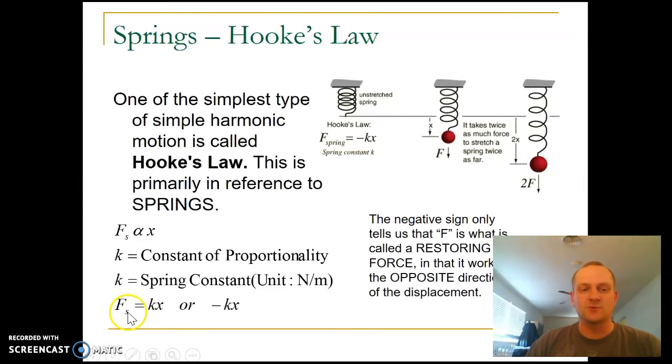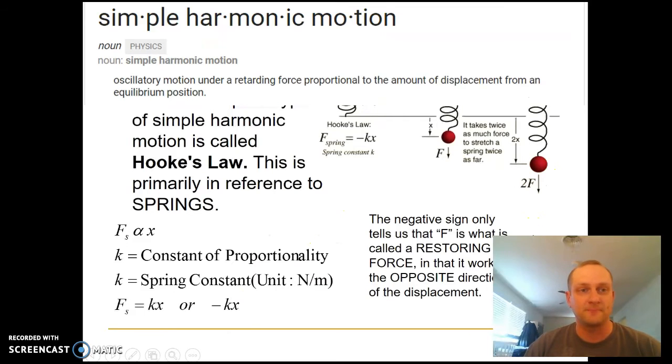Now, you can see Hooke's law this way, where the spring force equals kx, or you can see a negative kx. That negative kx comes from the fact that the restoring force is always opposite the displacement. Again, if I pull it this way, the force is trying to go back that way. Those are two opposite directions. So we would put a negative sign in there to take into account that.